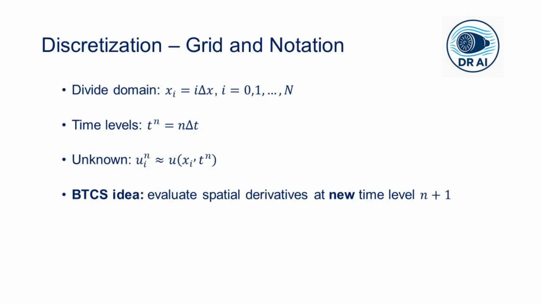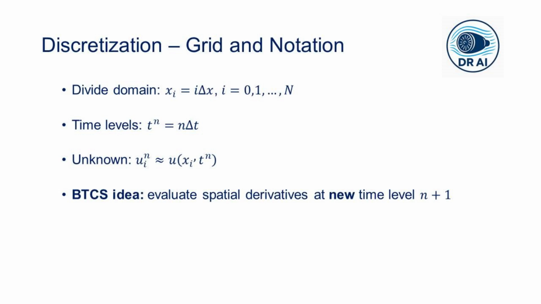So to solve this equation numerically, we have to discretize both space and time. We introduce a grid as x_i equals i times delta x, for i ranging from 0 up to N, and t^n equals n times delta t, for n values 0, 1, and so on. Now, the unknown temperature at grid point x_i and the time level n is denoted as u_i^n.